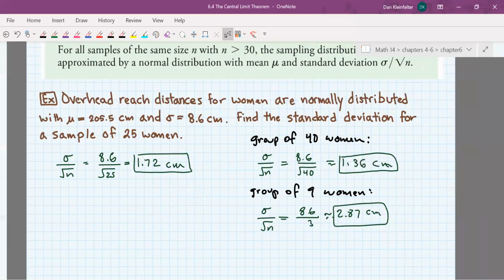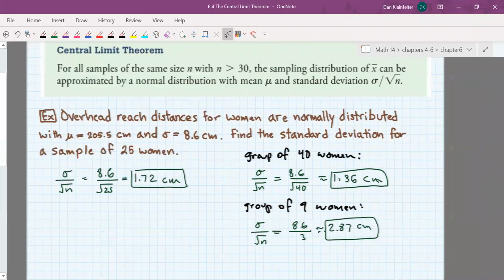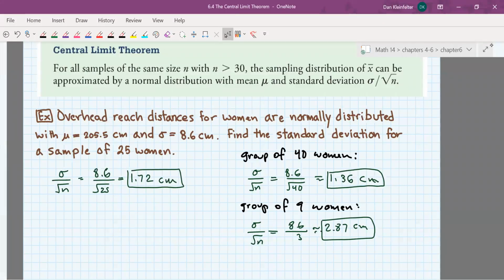In short, you're going to take the standard deviation and divide by the square root of the sample size. And if you think about how fractions work, if you make the denominator of a fraction bigger by making the sample size bigger, that's going to make the fraction smaller overall.